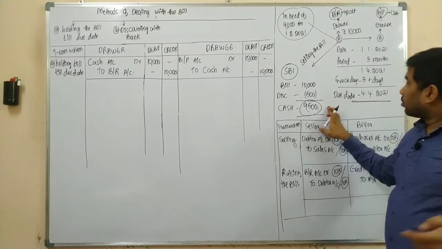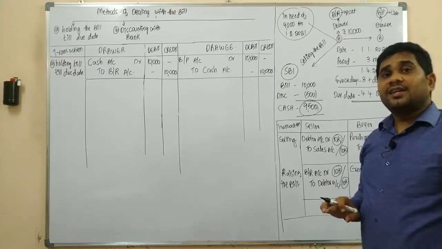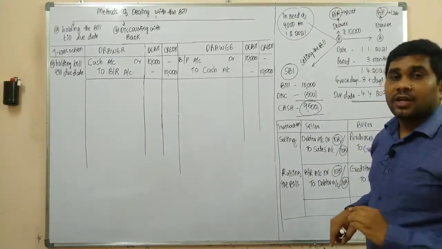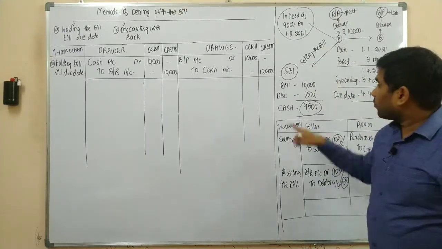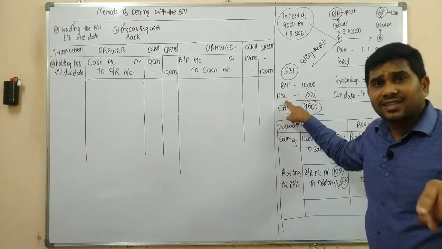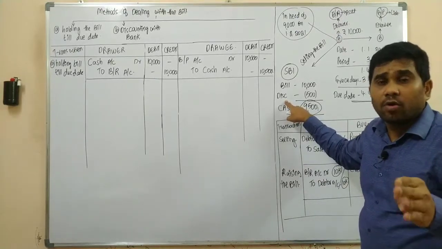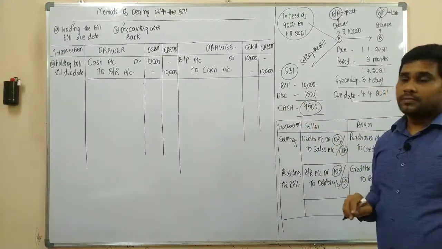So discounting is a device to convert the bill into cash, where this is nothing but selling the bill to the banker. The banker would be charging some discounting charges for the purpose of discounting. Yes or no? As he is paying the amount right now, he would be charging some discount.